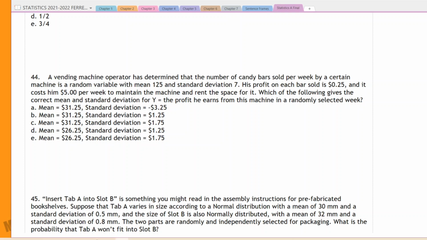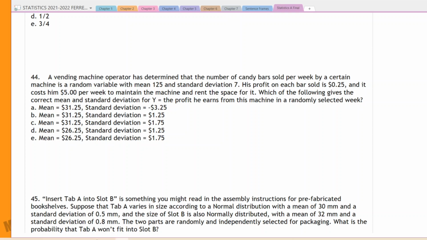Notice that this is not saying anything about normal. I think once we've learned about the normal curve, we tend to get enamored with it and we want to use it for everything. But there's nothing here that says normal, so I'm going to not use a normal distribution unless I see the word normal. His profit is 0.25 cents, and it costs him $5 a week to maintain the machine and rent space for it. Which of the following gives the correct mean and standard deviation for y, the profit he earns from this machine in a randomly selected week?